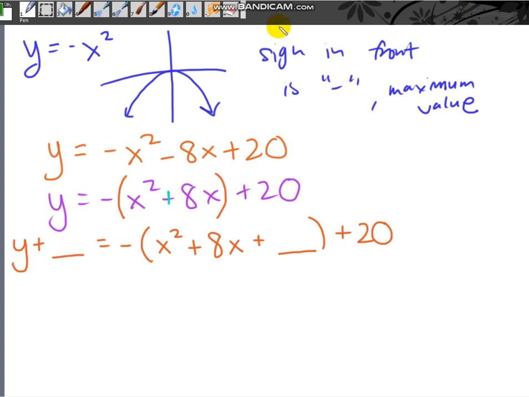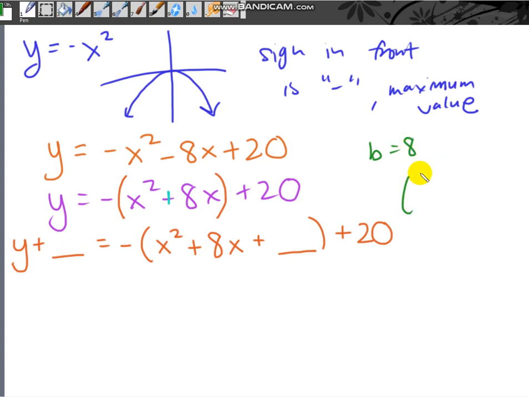Okay, so continuing where we left off. We created our blanks for completing the square. We're only looking at what's in this expression here, and we only want to consider our b term. Our b term in this case is 8. If you saw the last video, when we complete the square, we take our b term, divide it by 2 and square it, and that's what goes in those blanks.